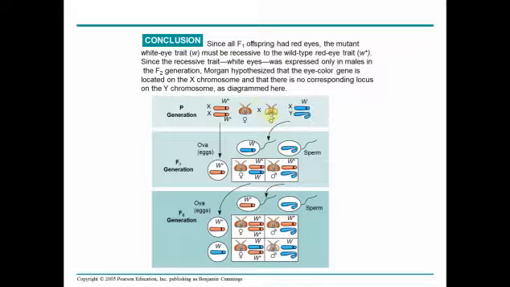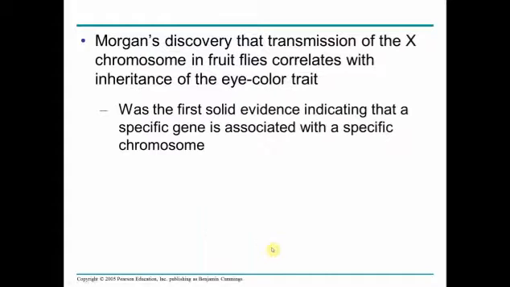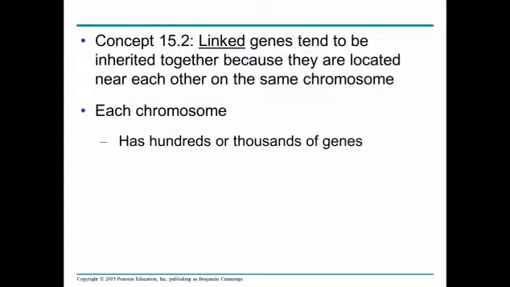So here you see the white-eyed male and the wild-type female going through. Here are the F1s, they're all red-eyed. And here are the F2s, where only males are the white-eyed individuals. So again, this was the first solid evidence indicating that a specific gene is associated with a specific chromosome, in this case the X chromosome.